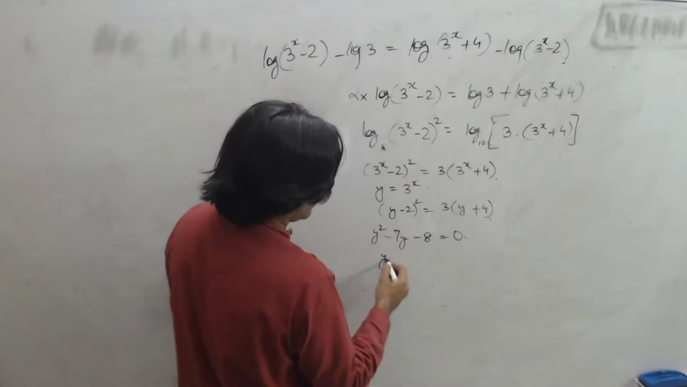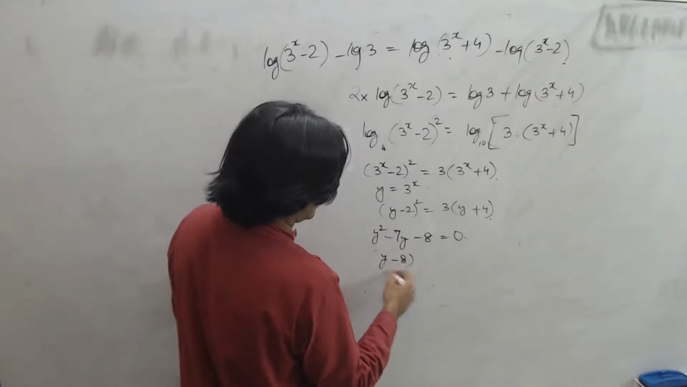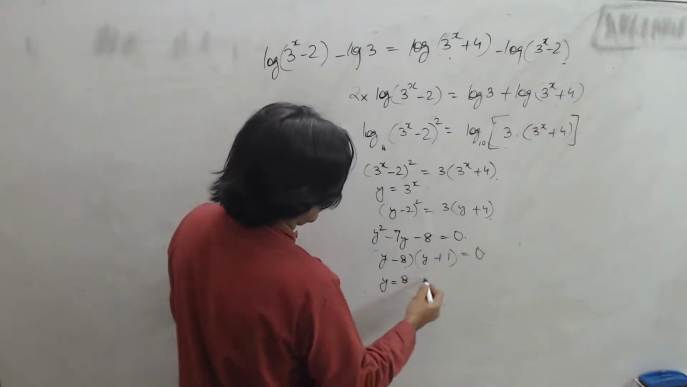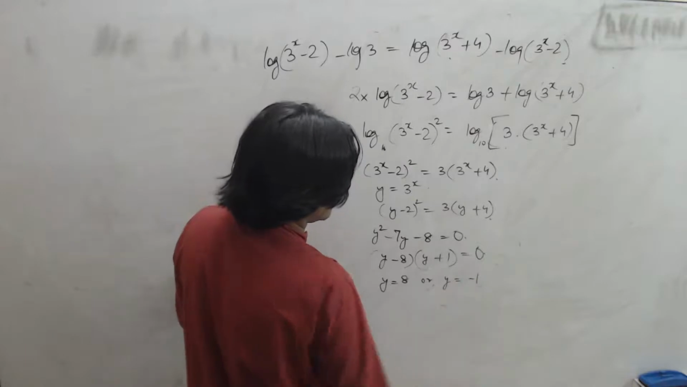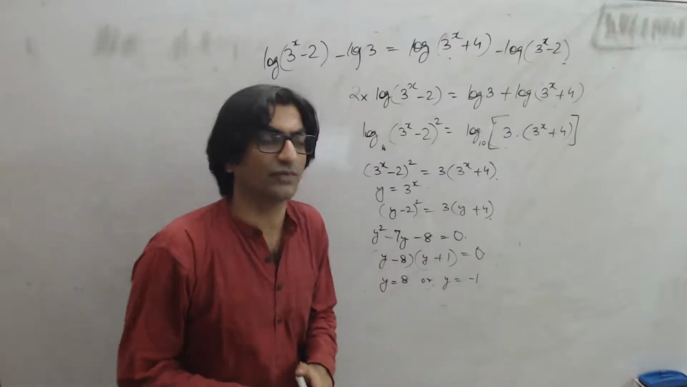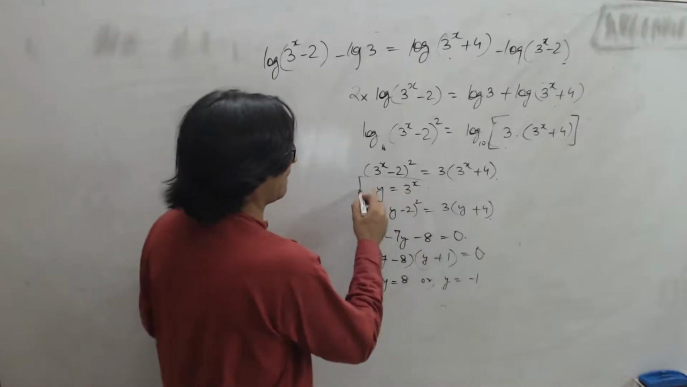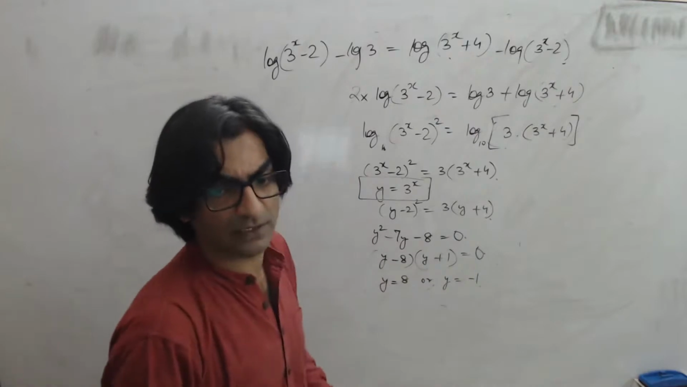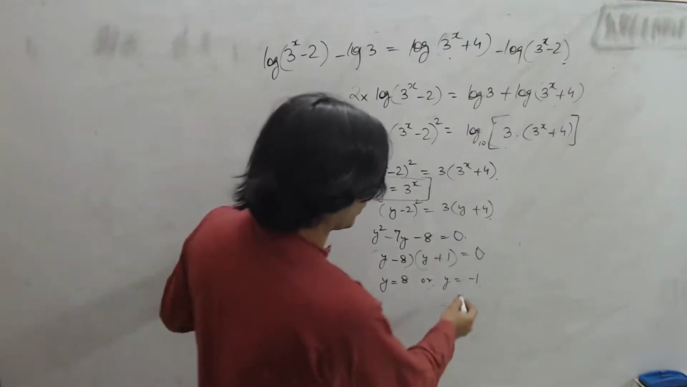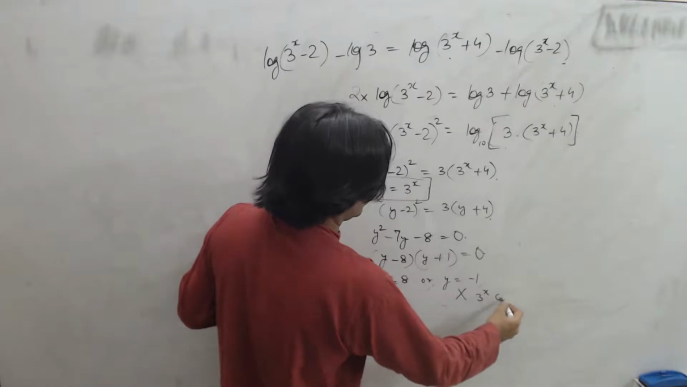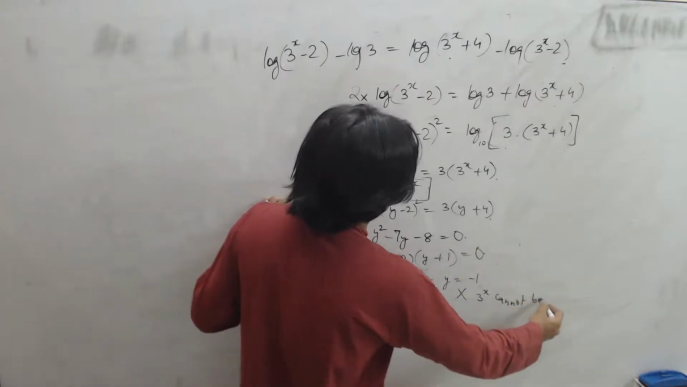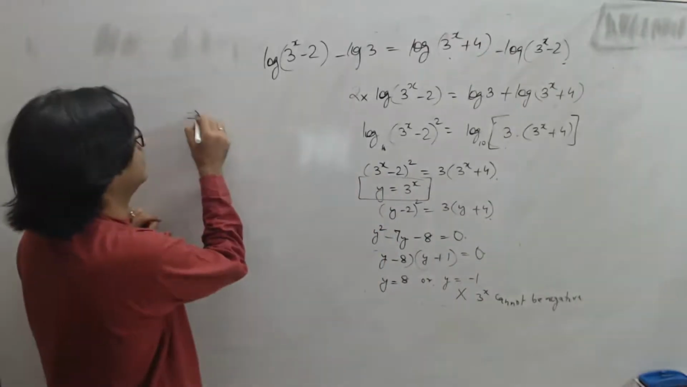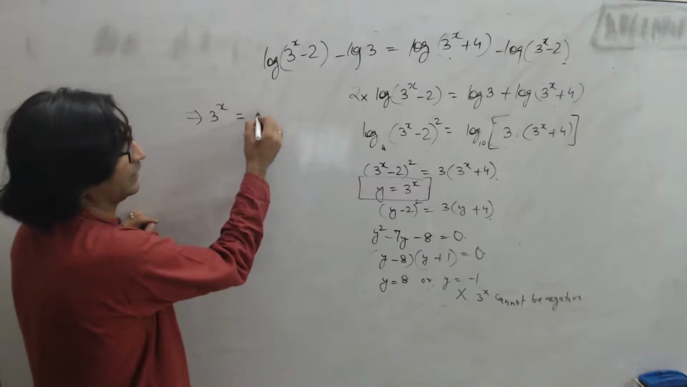So this becomes y square minus 7y minus 8, which you can factorize as y minus 8 into y plus 1, which means y is either 8 or y is equal to minus 1. So you have two possible values of y. And what was y? 3 raised to the power of x. Can y be negative? Can an exponent take a negative value? No. 3 power x cannot be negative. Which means the only value I'm left with is 3 power x equal to 8.